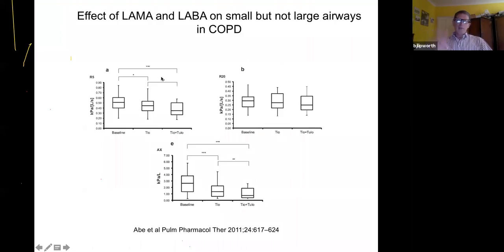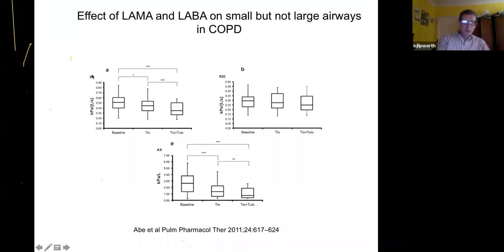Okay, well, let's look at the opposite now. What happens when you give COPD patients a bronchodilator? So here we have COPD patients at baseline. Then they're given tiotropium, which is a long-acting muscarinic antagonist. And then in addition to the tiotropium, they're given a long-acting beta agonist, in this case tulobuterol. So what happens?